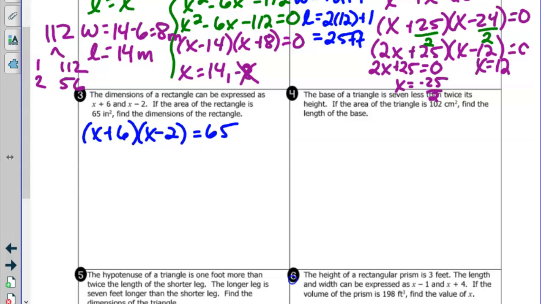From here, how do I solve this? What do I need to do? Kayla? You have to FOIL. Yep, we got a FOIL and we get that 65 over, right? So we would get x squared minus 2x plus 6x minus 12 equals 65.